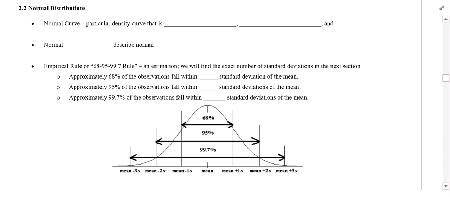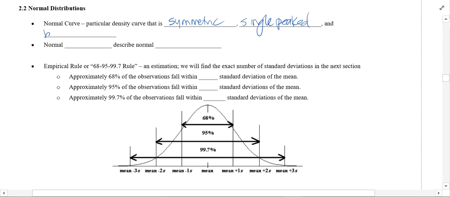Some of you may have heard of a normal curve or may not. It doesn't really matter either way, but you may have heard that description. So we're going to break down what a normal curve is. A normal curve is a particular density curve that is symmetric, single peaked, and bell-shaped. So symmetric, single peak, and bell-shaped. Normal curves describe normal distributions.